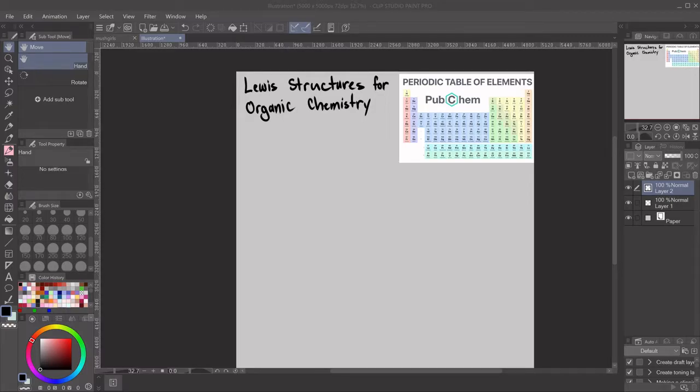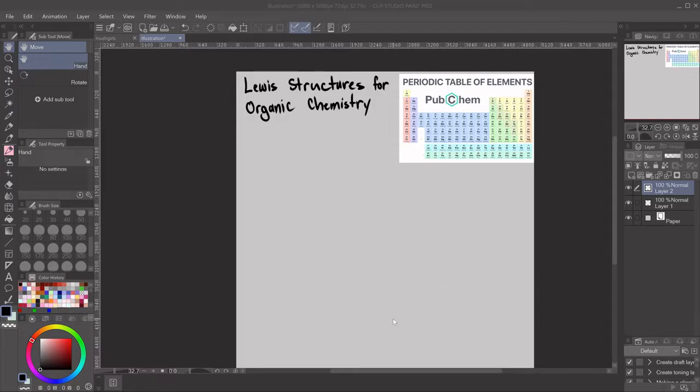Today I will be going over Lewis structures for organic chemistry, which will include a general review of Lewis structures from any general chemistry classes you may have taken. I'll go over a little bit about orbital hybridization, and I will talk about resonance structures and how we as organic chemists will be writing our Lewis structures out in a slightly different way from what you may have seen in general chemistry. So let's start with the basics.